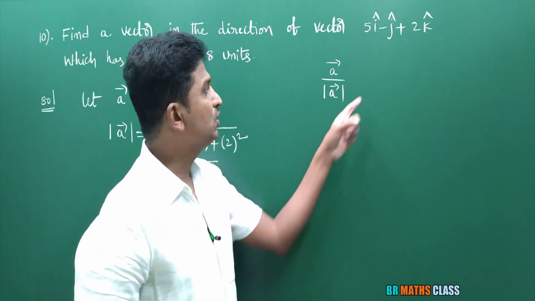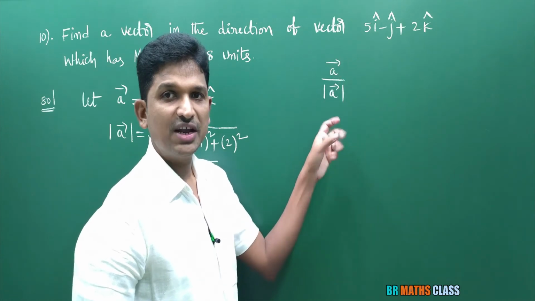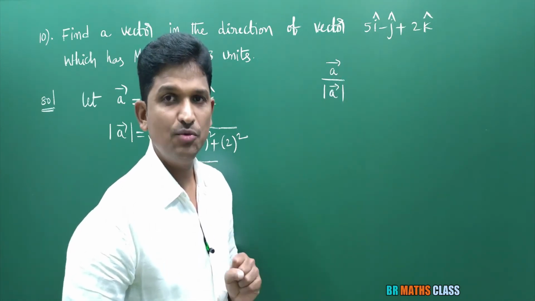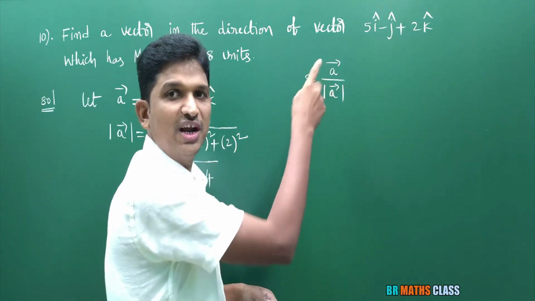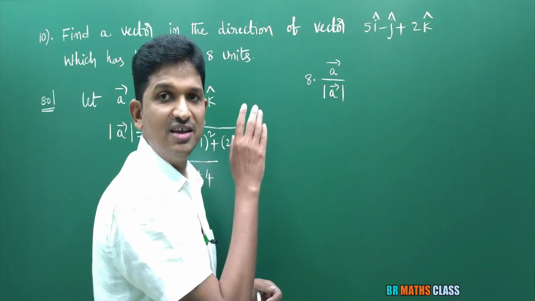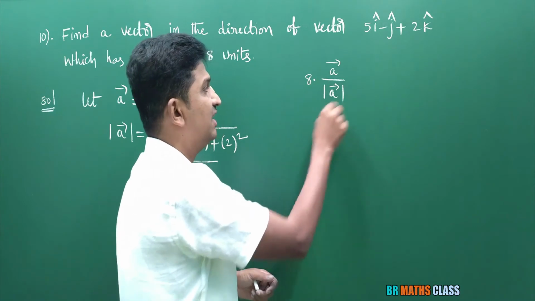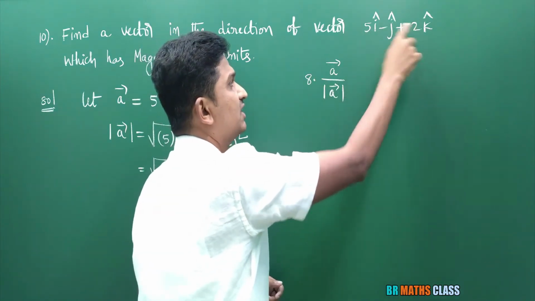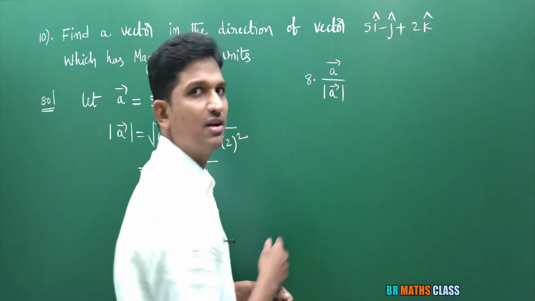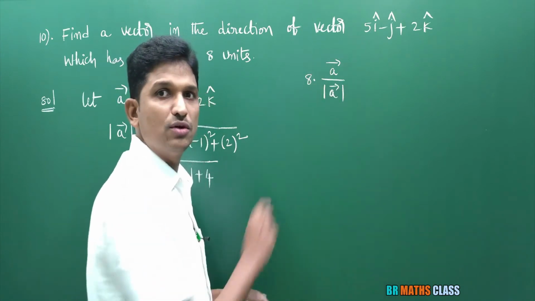Now what I'll do is multiply this vector by 8. Let's see what happens. 8 into a bar divided by the magnitude of a bar is a vector along the direction of a bar. This is the vector along the direction of the given vector. I took this vector as a bar. And what is the magnitude of this vector?